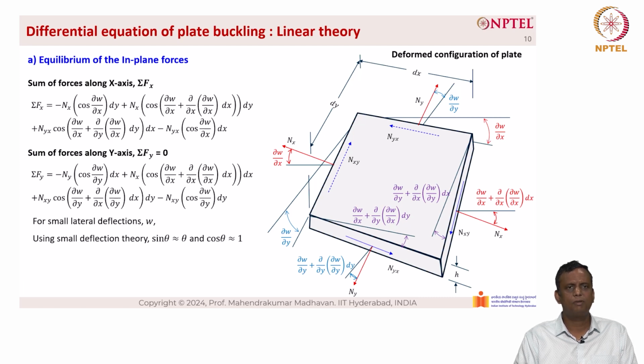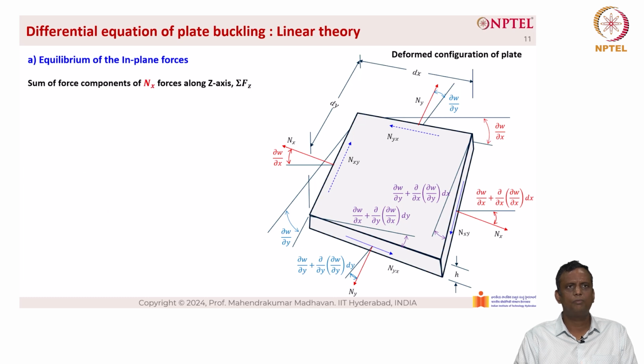For small lateral deflections w, using small deflection theory, we have sin theta equal to theta and cos theta equal to 1. So, when we apply the simplification, we get the summation sigma Fx is equal to 0. And when we do the same thing, we get sigma Fy is equal to 0.